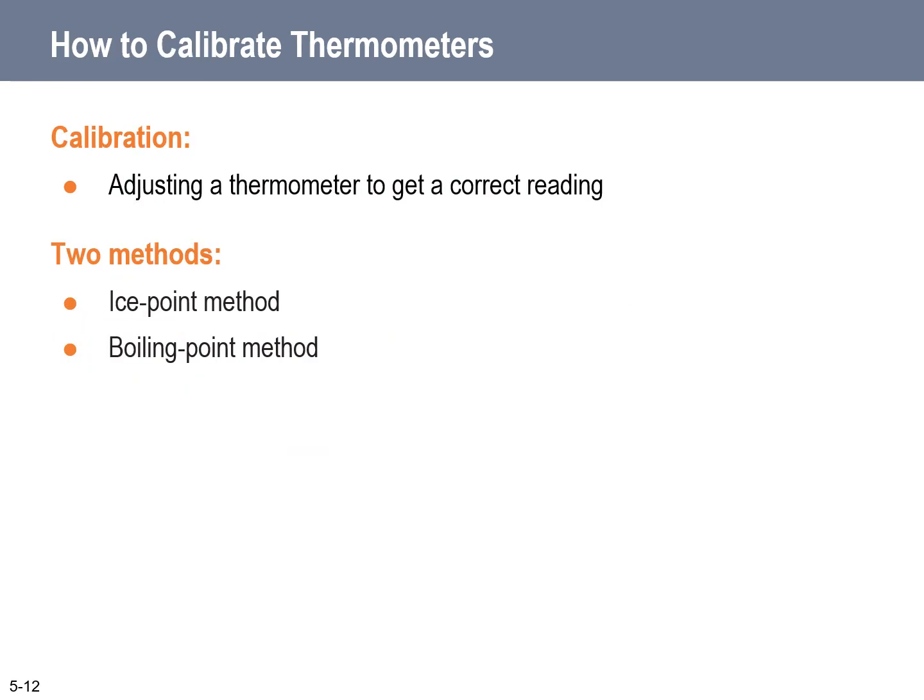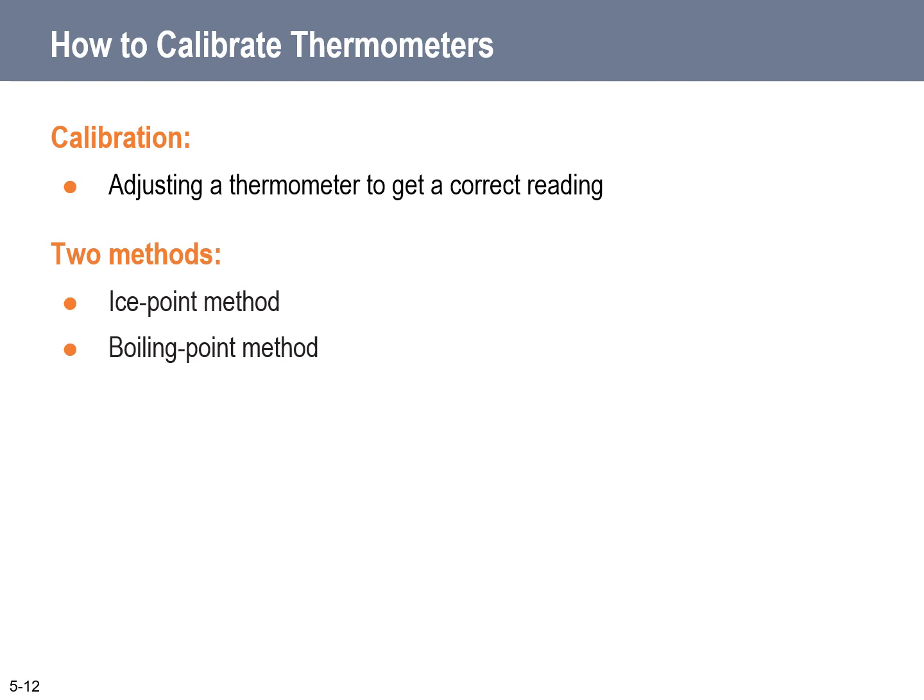Now we're going to talk about how to calibrate our thermometers. They can lose their accuracy when they're bumped or dropped, or when they go through a severe temperature change. So when this happens, we need to calibrate it or give an adjustment to make sure it has a correct reading. We also have different types of thermometers that cannot be calibrated, that just need to be replaced or sent back to the manufacturer.